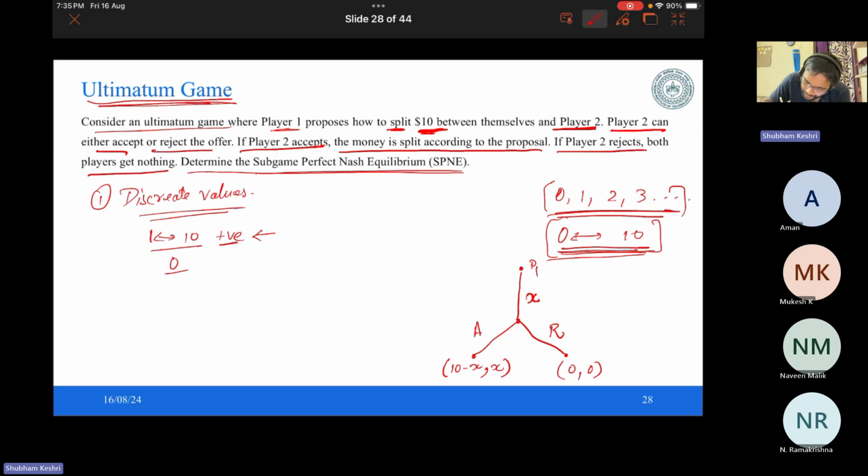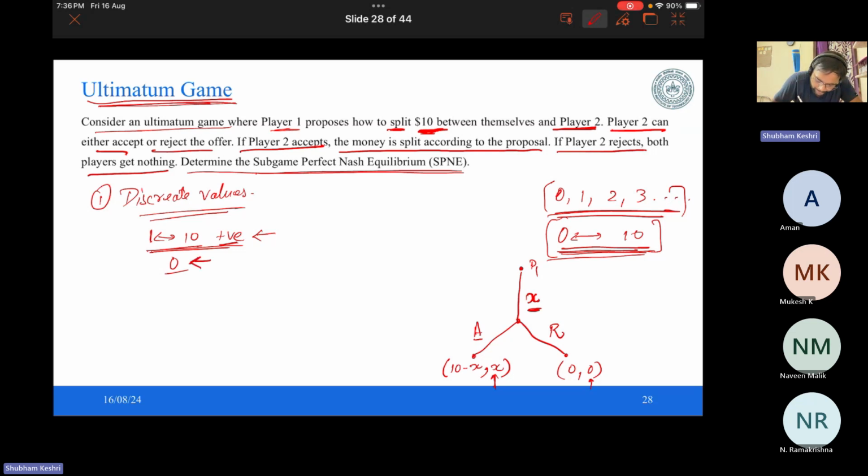And for now, we are assuming this X to be discrete, 0, 1, 2, 3 and till 10. All right. Now, if he plays a positive value, so you see, this will be positive, not 0. And in such cases, player 2 will always accept or not reject, because if he rejects, the utility is 0. Therefore, whatever value player 1 gives above 0, then player 2 will accept. And that is a subgame perfect Nash equilibrium.